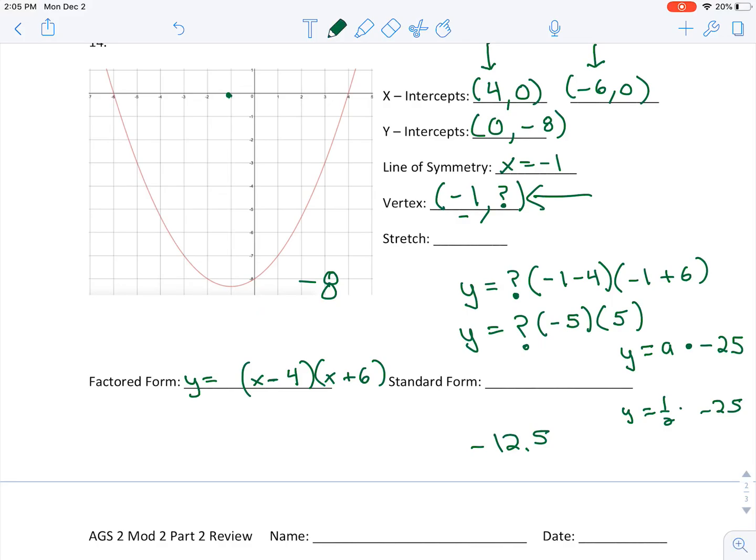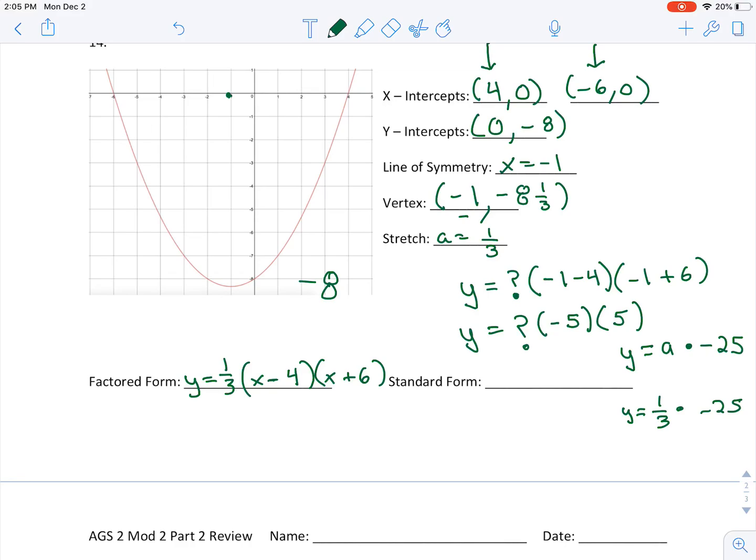What number here times -25 is going to give me around -8? That would be 1/3, because 1/3 of -25 is about -8. In fact, it's a little more than -8. So I know that a must be 1/3, and that the stretch must be 1/3. And the vertex must be what then? (-1, -8 1/3).